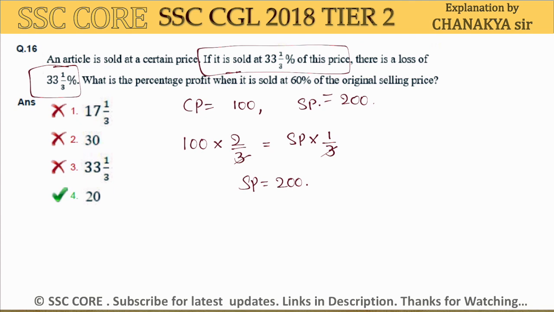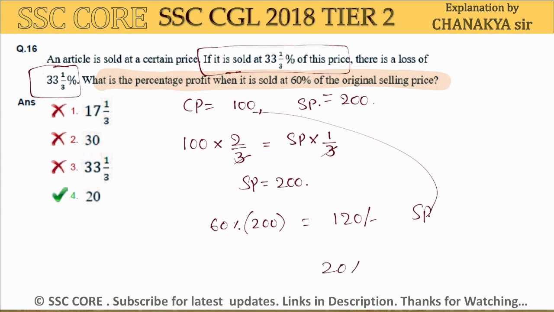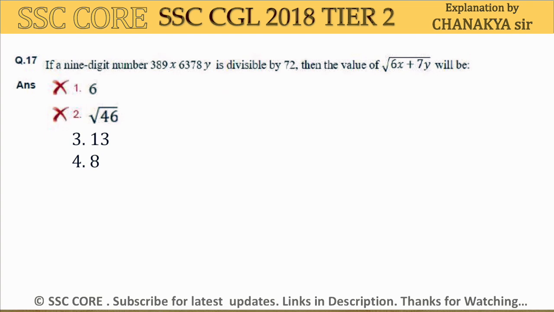Next, what is the percent profit when it is sold at 60% of original selling price? 60% of original selling price is 120 rupees. If you sell at 120 rupees, there is 20% profit. Answer is option 4.